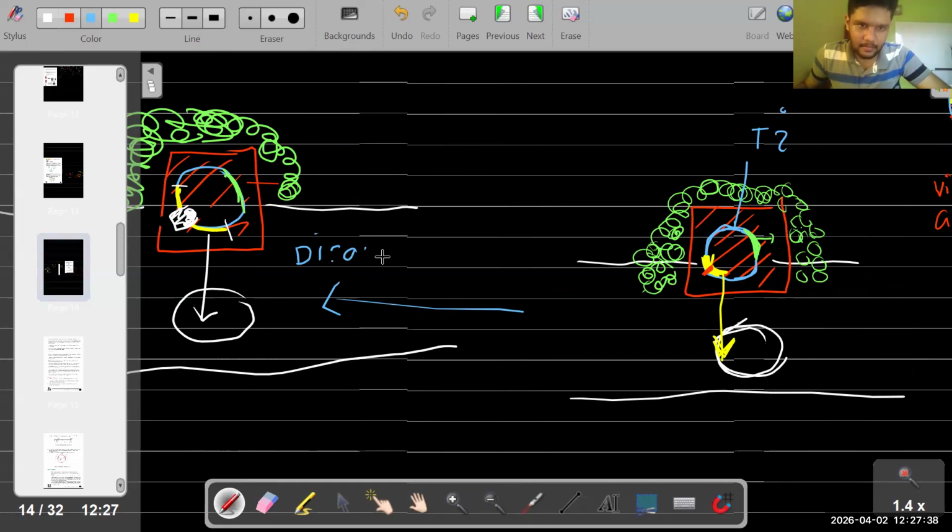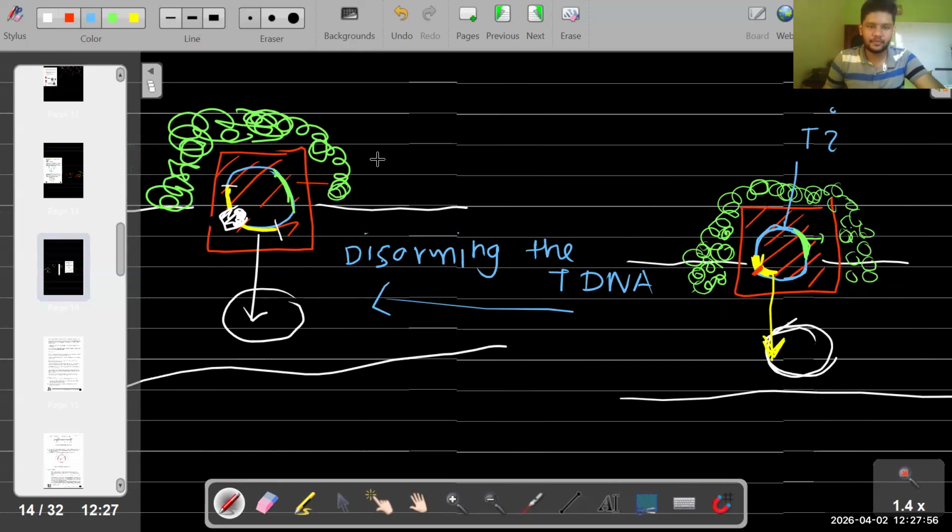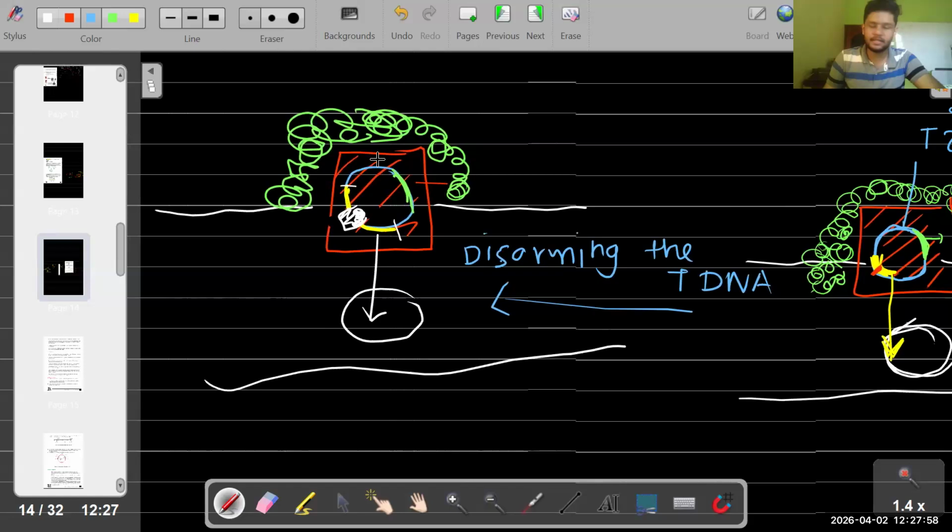Disarming the transfer DNA. So see, we have removed the virulent gene and added the DNA of interest. So this is called disarming the transfer DNA. Is that clear?